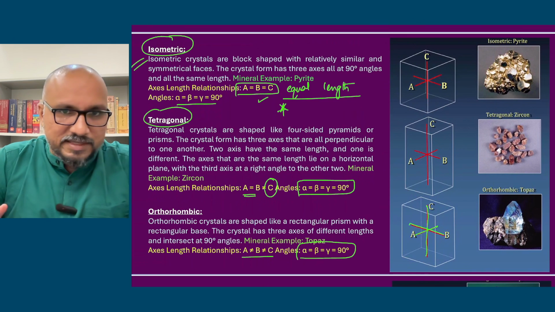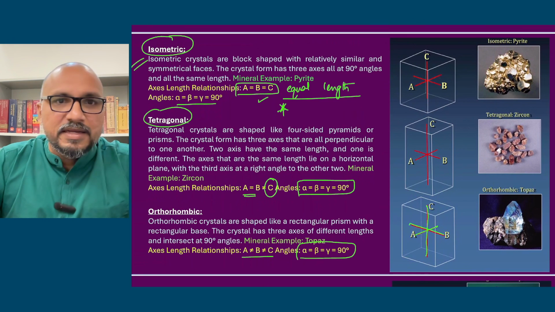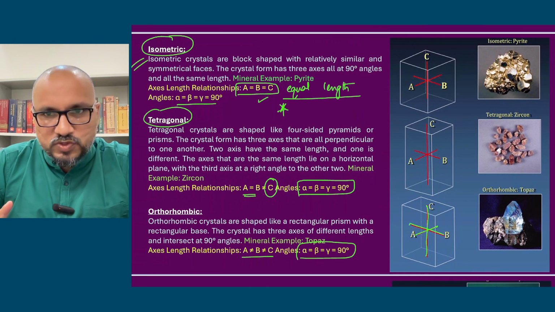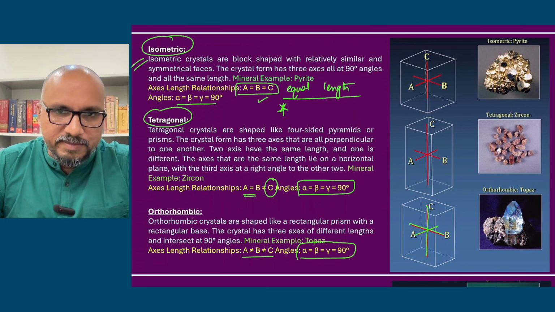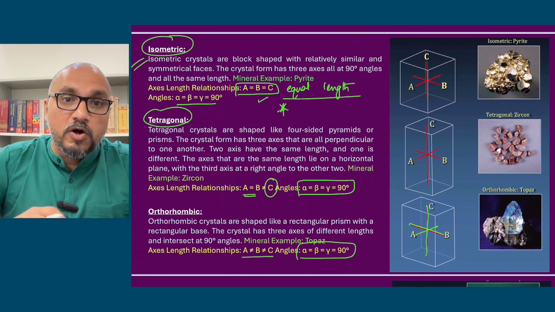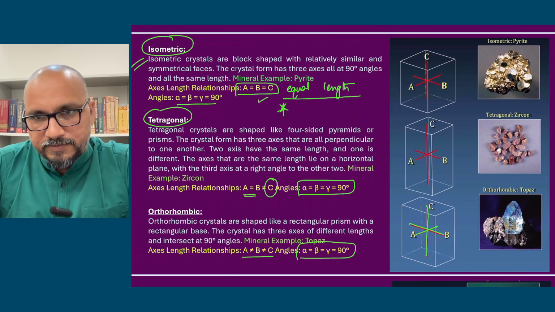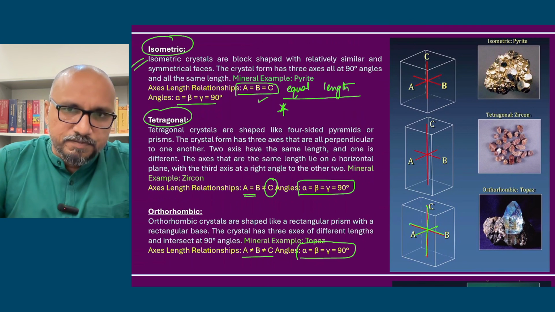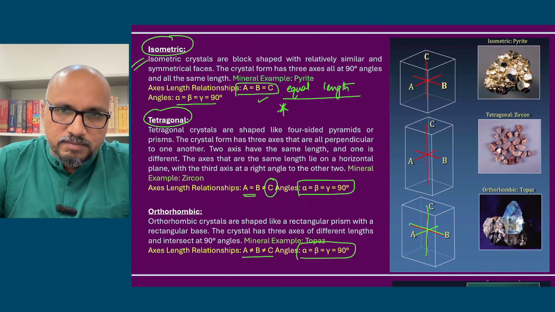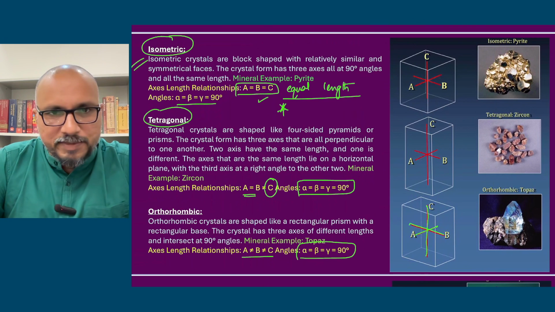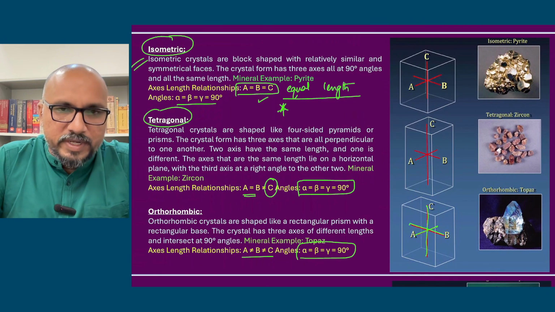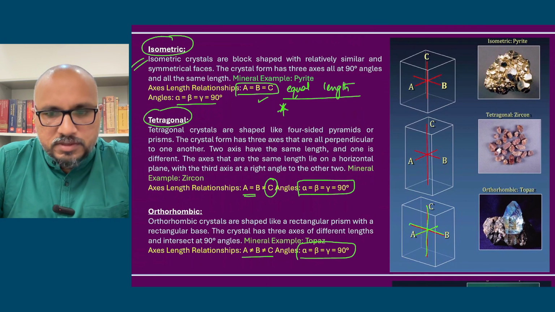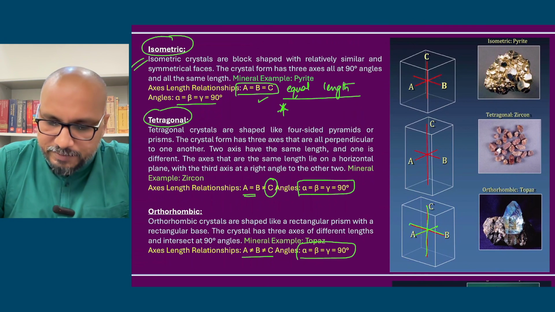आइसोमेट्रिक में तीनों सेम लेंथ थे. टेट्रागोनल में एक लंबा था एक्सिस, C एक्सिस was longer, other two axes were of same length. In orthorhombic all the axes are of different length. All right, so here topaz is an example of mineral. सो जो नोट्स है वहां पर चार पांच मिनरल्स के एग्जांपल दिए हुए, you can go and look at the notes. I have posted that on the Telegram channel.